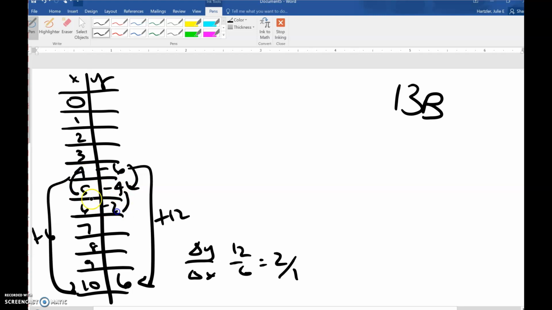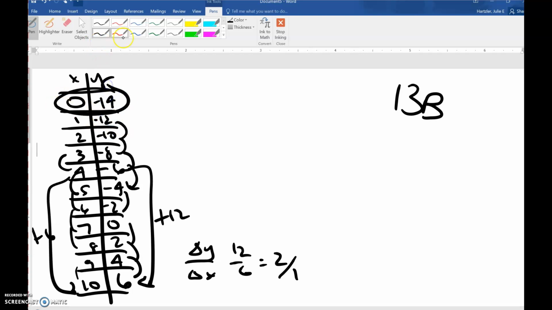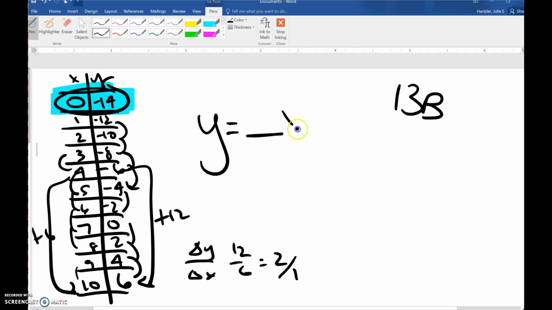Add 2, goes up by 1, add 2, goes up by 1, add 2, goes up by 1, add 2, goes up by 1. And I can check myself, add 2, goes up 1. So if I go backwards, I would subtract 2 as these go down 1. And so that's another way to get your y-intercept. So there's my y-intercept. So my equation, y equals, fill in the blanks.